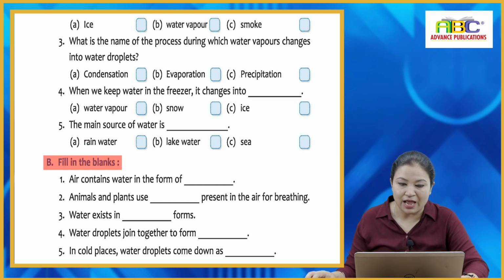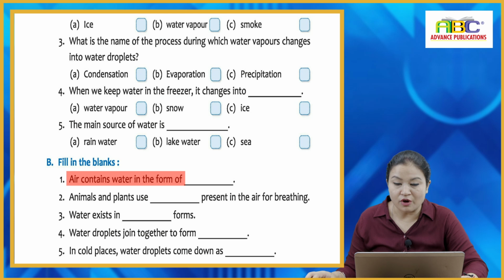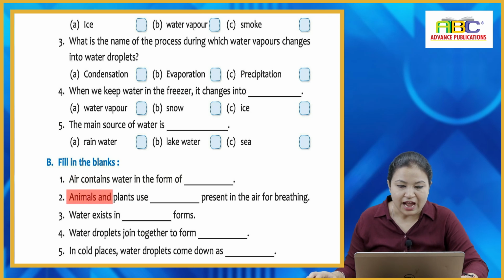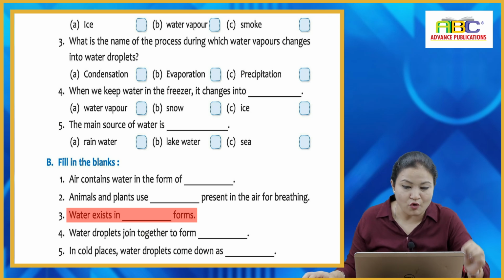Now B, fill in the blanks. Air contains water in the form of vapor. Animals and plants use dash present in the air for breathing. So they use oxygen. Third, water exists in dash form. Water exists in 3 forms.